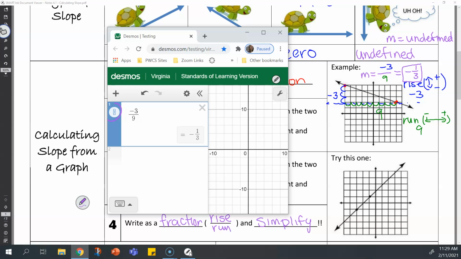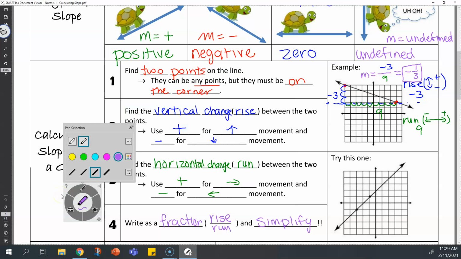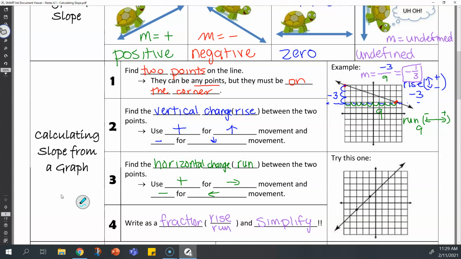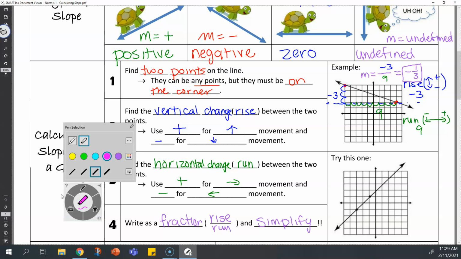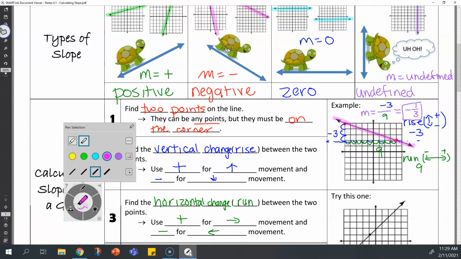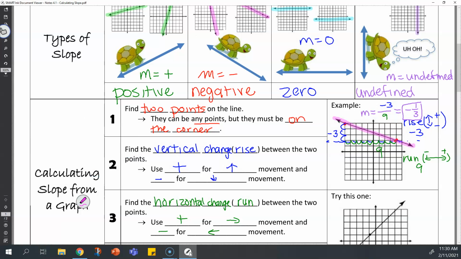Okay, so the slope of this line is -1/3, and that checks out with what the line looks like, right? As I go from left to right on this line, it's going down, which means that my slope is going to be negative. We talked about that up here. And that makes sense because I do get a negative number when I calculate that slope out.